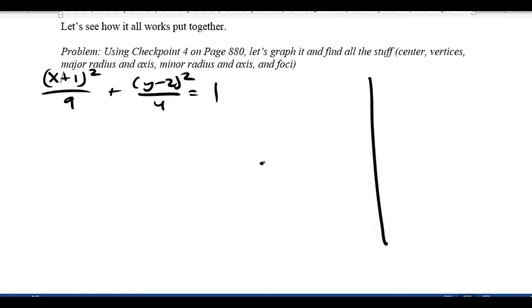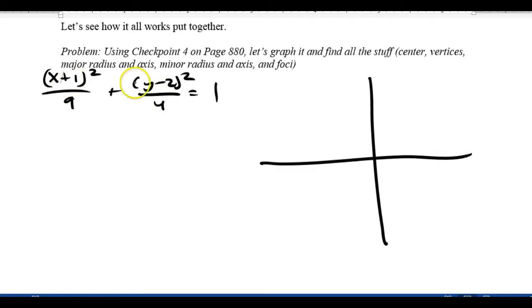We're going to graph this ellipse and find all this cool stuff. So let's start with the equation (x + 1)² over 9 plus (y − 2)² over 4 equals 1. Okay, so the first thing we'll do, as we draw our axes, is find our center.